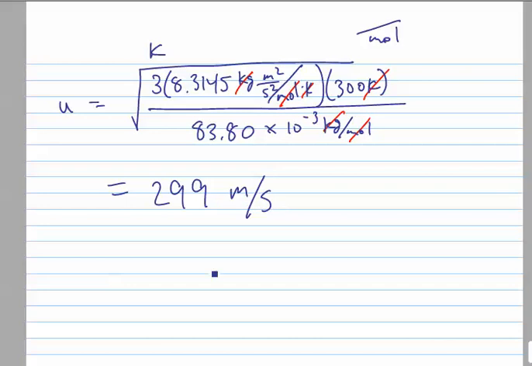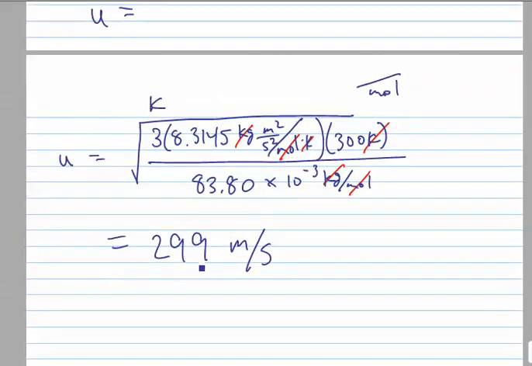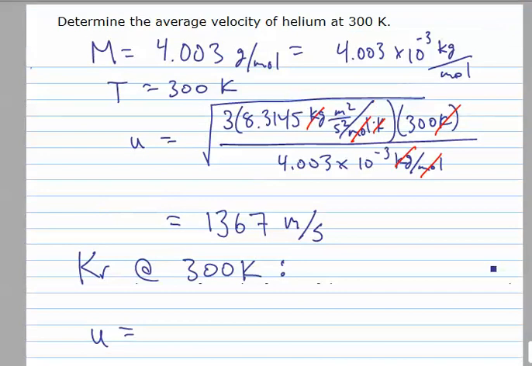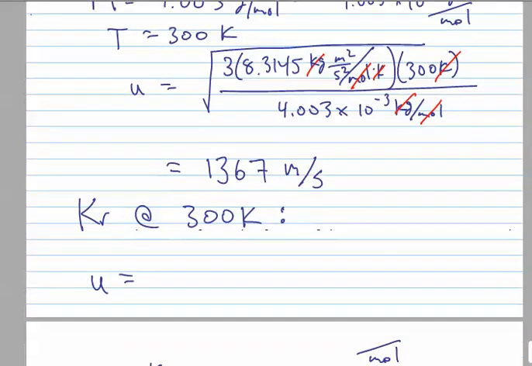So we see what a dramatic difference in speed we have between a sample of krypton versus the 1300 meters per second for a sample of helium. So the helium molecules, because they're so much smaller, at the same kinetic energy, that is the same temperature, are moving much more rapidly.